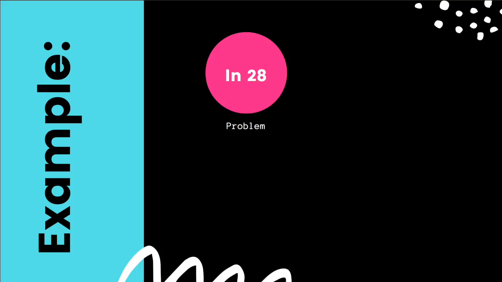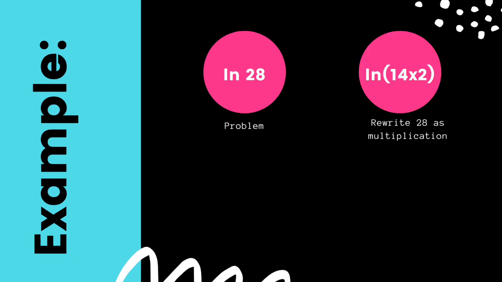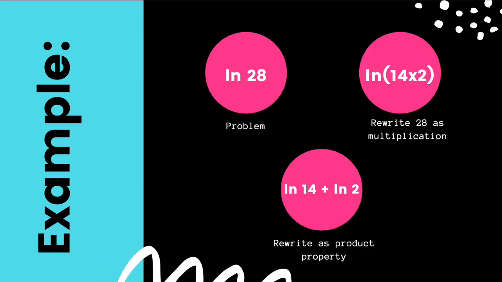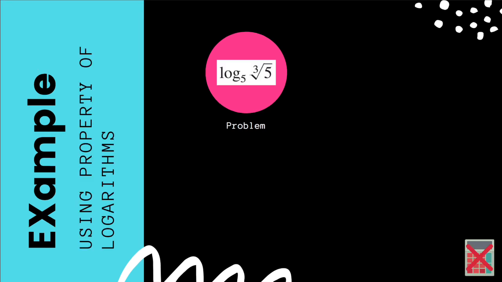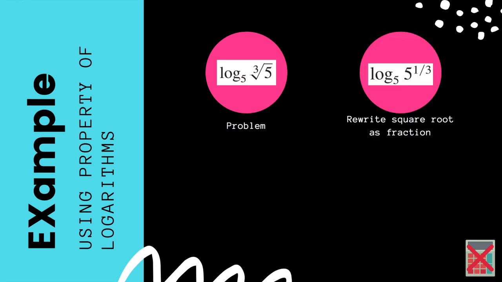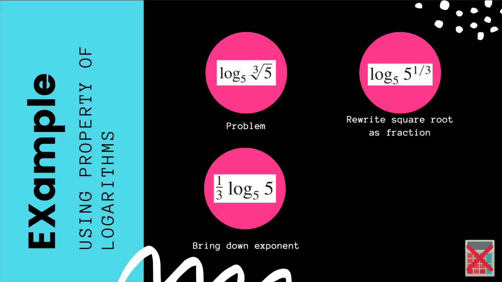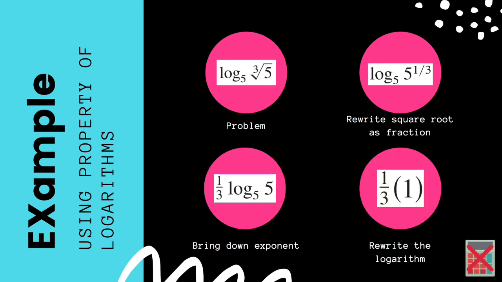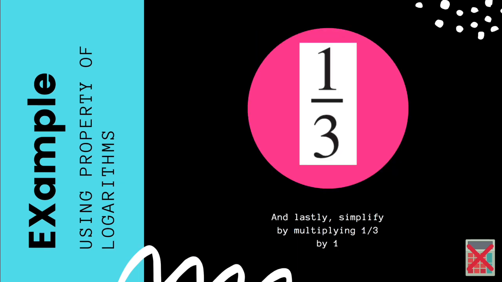A simple example would be natural logarithm of 28, where you separate the 28 into 14 times 2 and then rewrite it with the product property as natural logarithm of 14 plus natural logarithm of 2. A more elaborate example would be logarithm base 5 of cubic root of 5, where first you have to rewrite the cubic root as a fraction, then bring the exponent down. Rewrite the logarithm base 5 of 5 as 1, and then simplify.